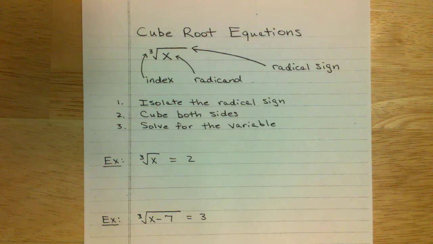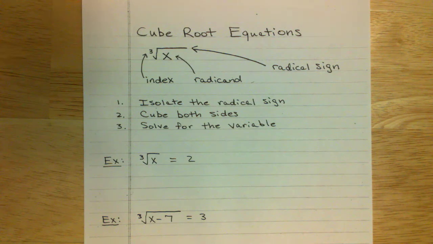Now to solve a cube root equation, you need to follow these three steps. The first thing you have to do is isolate the radical sign. That means you need to get the radical sign by itself on one side. Then you have to cube both sides. And then step 3 is solving for the variable. When you solve for the variable, you're trying to get x by itself.